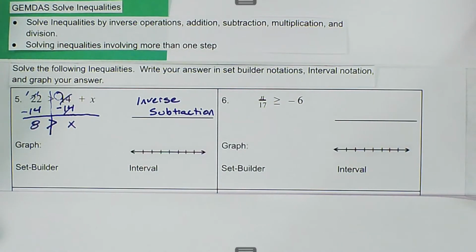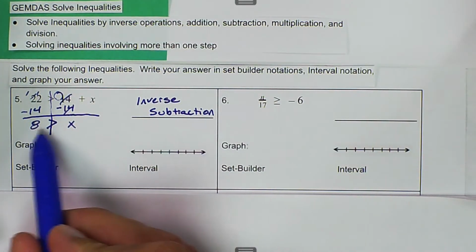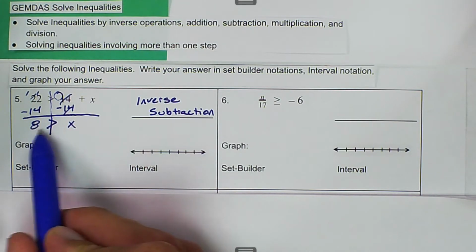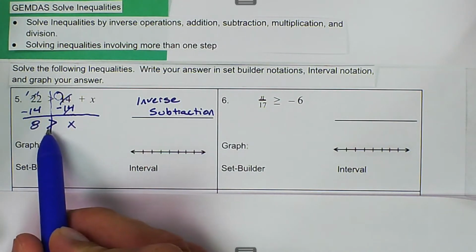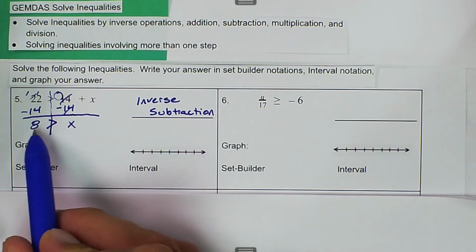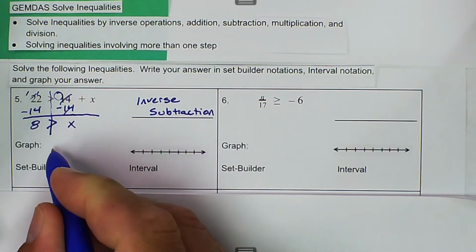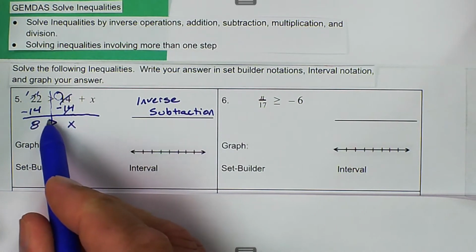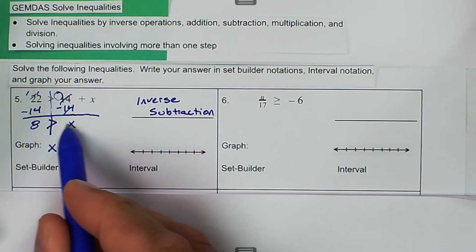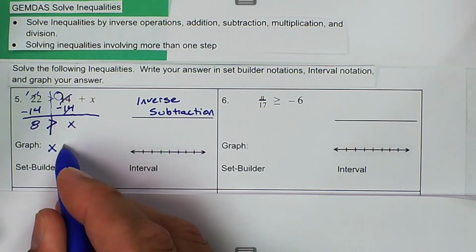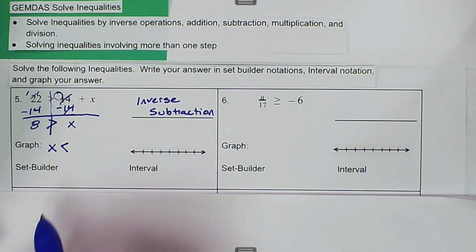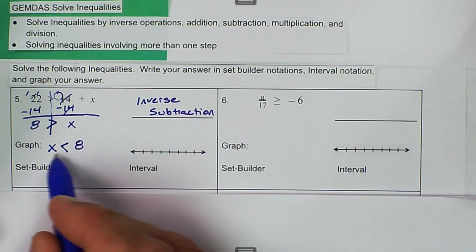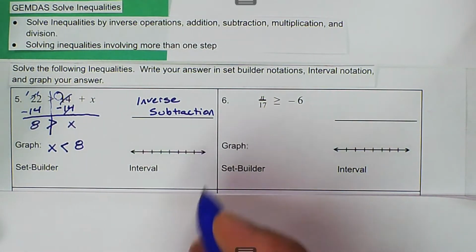And now we can look at graphing this. This is correct, but it's a little bit difficult to graph. So what I want to do is rewrite this inequality. I want to put my variable on the left side. So I'm going to write down the x. And now I want to make sure my inequality points the right way. The pointy side is going towards the x, so I want to make sure the pointy side still goes to the x. And then I'll write down the 8. x is less than 8.